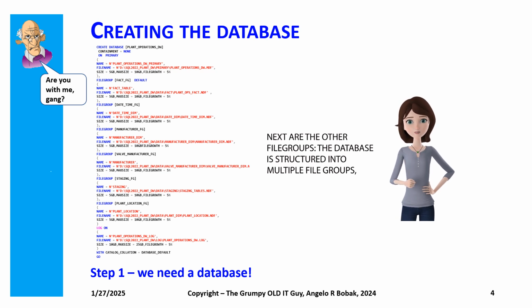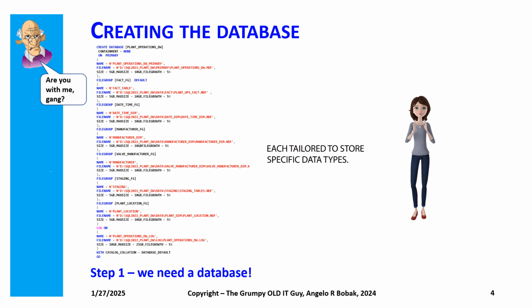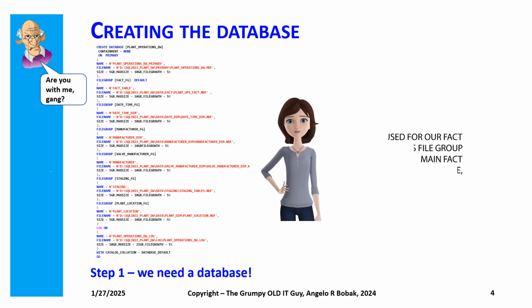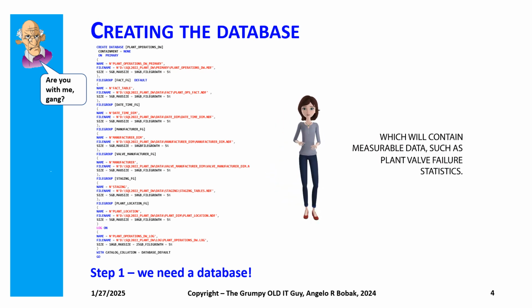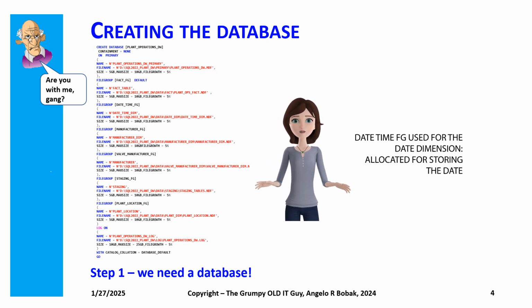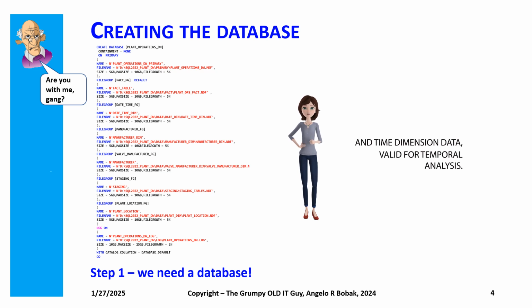The database is structured into multiple file groups, each tailored to store specific data types. FactFG is used for our fact table. This file group will store our main fact table, which will contain measurable data, such as plant valve failure statistics. DateTimeFG is used for the date dimension, allocated for storing the date and time dimension data, vital for temporal analysis.